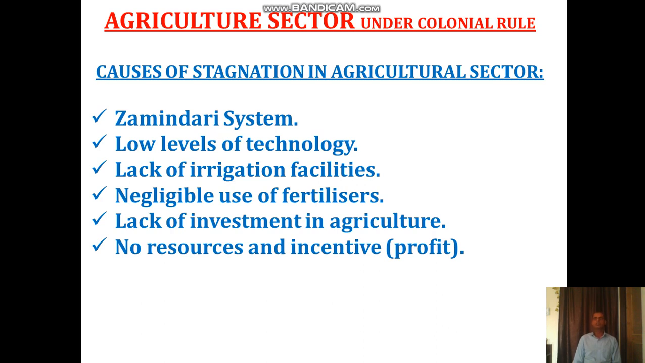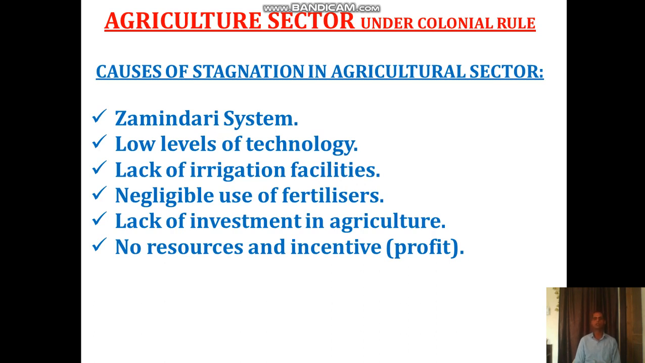So we now understand the causes of stagnation. As in the earlier slide, we were aware that 85% of the population under the colonial period was dependent on agriculture. Still there was no growth. The word is stagnation, and stagnation means no growth was there in agriculture. If so much of the population is engaged in agriculture, there must be growth.